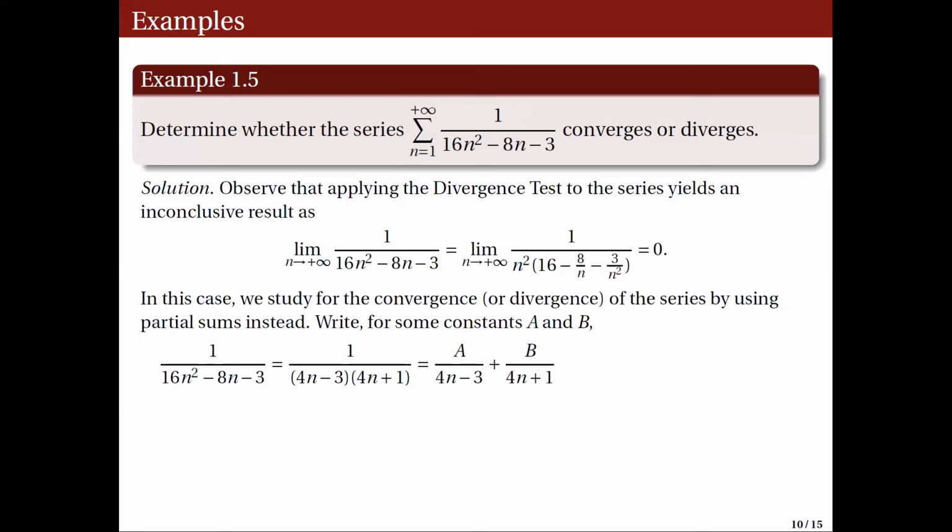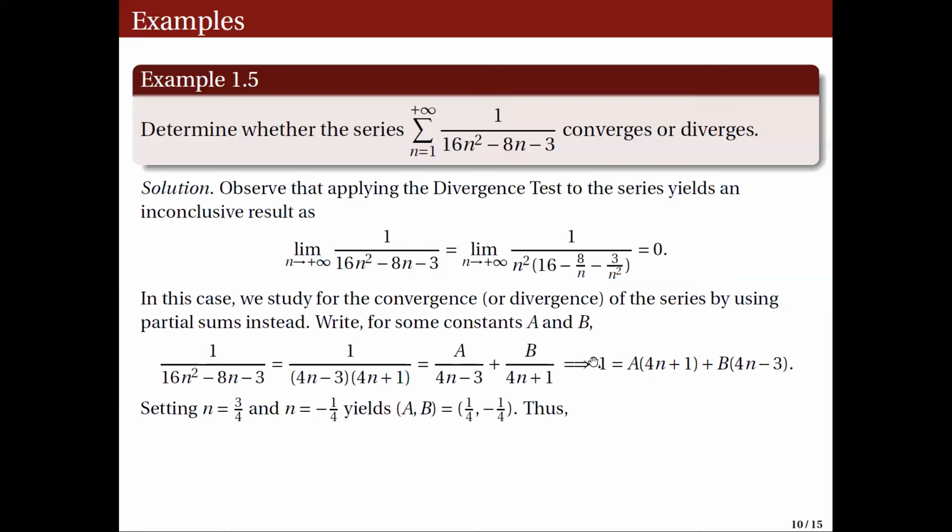And then multiplying both sides by 16n squared minus 8n minus 3 yields the resulting equality. 1 equals a times 4n plus 1 plus b times 4n minus 3. If we set n equals 3/4, then the second summand b times 4n minus 3 will cancel out, giving 1 equal to a times 4 times 3/4 plus 1, or 1 equal to 4a, which gives us a equals 1/4.